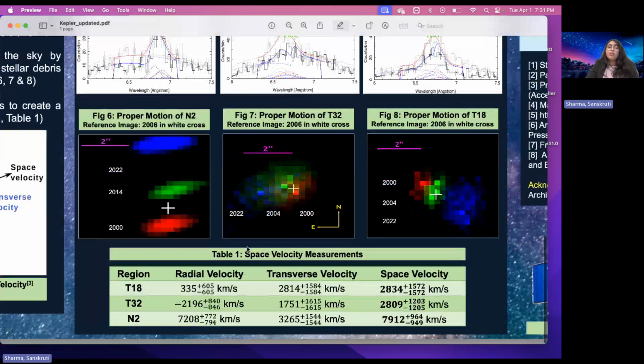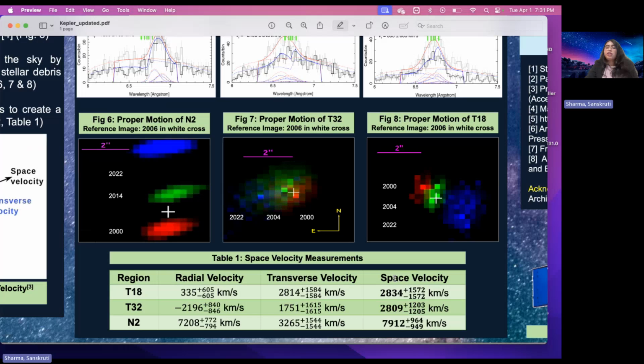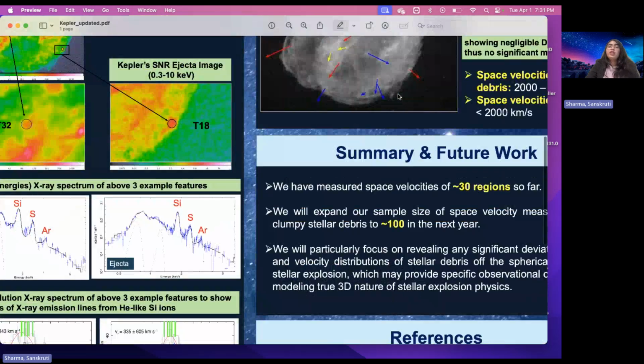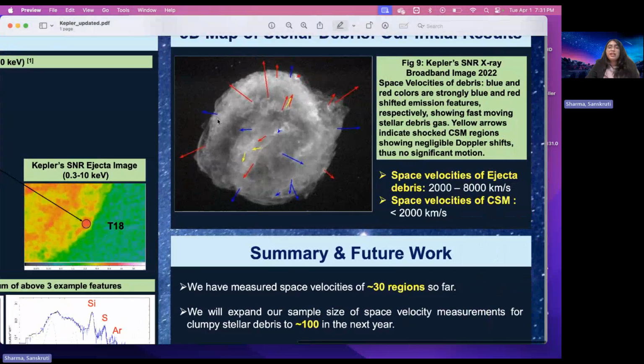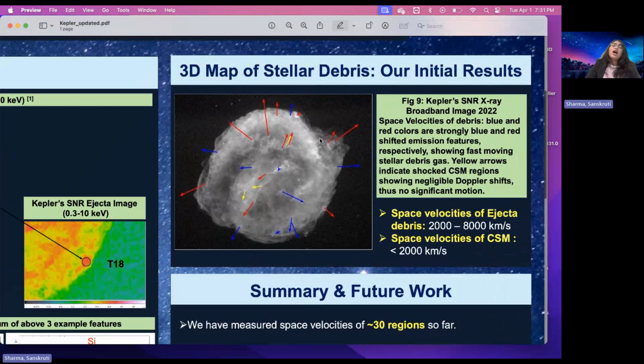Now that we have both the components, we can find the space velocity and we see that N2 has a high space velocity of 8000 kilometers per second, whereas the other two have only 2800 kilometers per second. We did this for about 30 regions and we created this map of stellar debris. We found that our ejecta debris have velocities of around 2000 to 8000 kilometers per second, whereas the CSM regions have much lower velocity, less than 2000 kilometers per second.